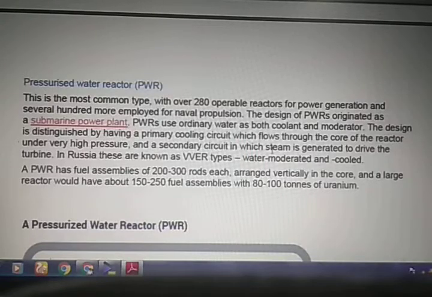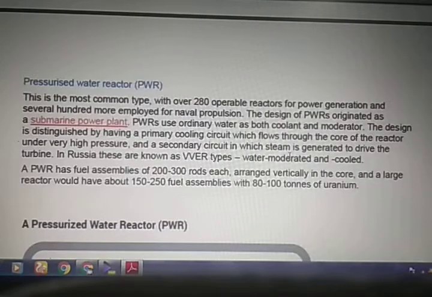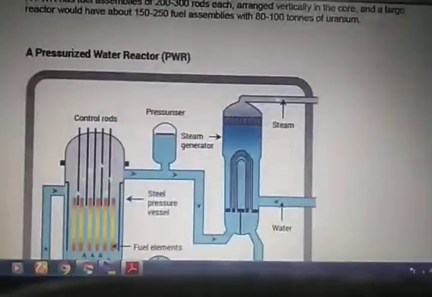Here, a PWR has fuel assemblies of 200 to 300 rods, each arranged vertically in the core, and a large reactor would have about 150 to 250 fuel assemblies with 80 to 100 tons of uranium. It is a very heavy, big type of nuclear reactor.